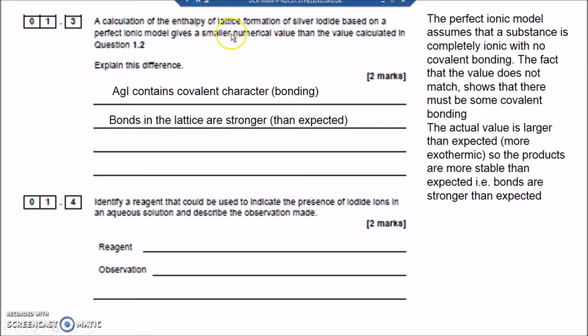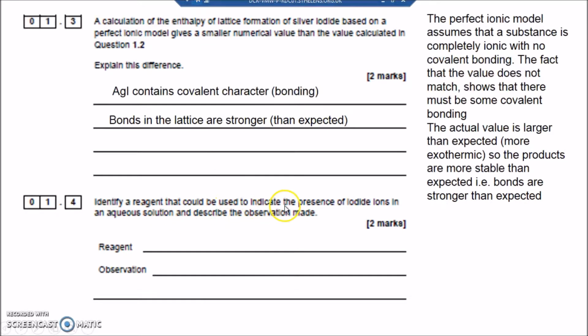The model assumes that everything is 100% ionic, and the fact that it's different must mean that it's not 100% ionic. There must be some covalent character or covalent bonding in there. And in actual fact, because the value in the model is less than the actual value, it means that the bonds in the lattice are actually stronger than in the model because you're getting more energy given out, so it's more exothermic. So if it's more exothermic, then it's going to end up with a more stable product, and the bonds are stronger than expected.